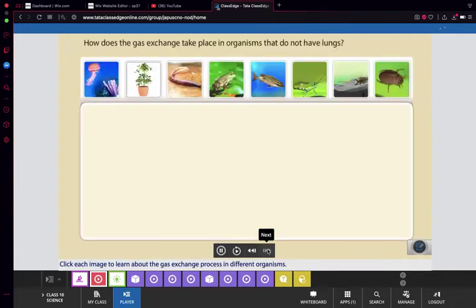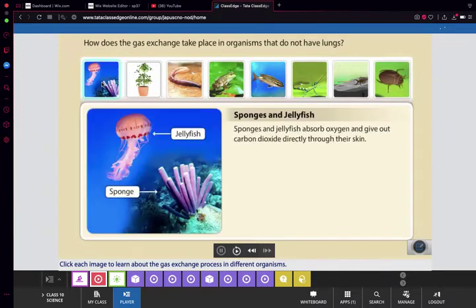Now, click each image to learn more about the gas exchange process in different organisms. First of all, we will try to know how it works in sponges and jellyfish. Sponges have pore-covered bodies through which they take in water, food and oxygen. The oxygen is absorbed directly from the water into the cells. Jellyfish also absorb oxygen from the water and give out carbon dioxide directly through their skin.